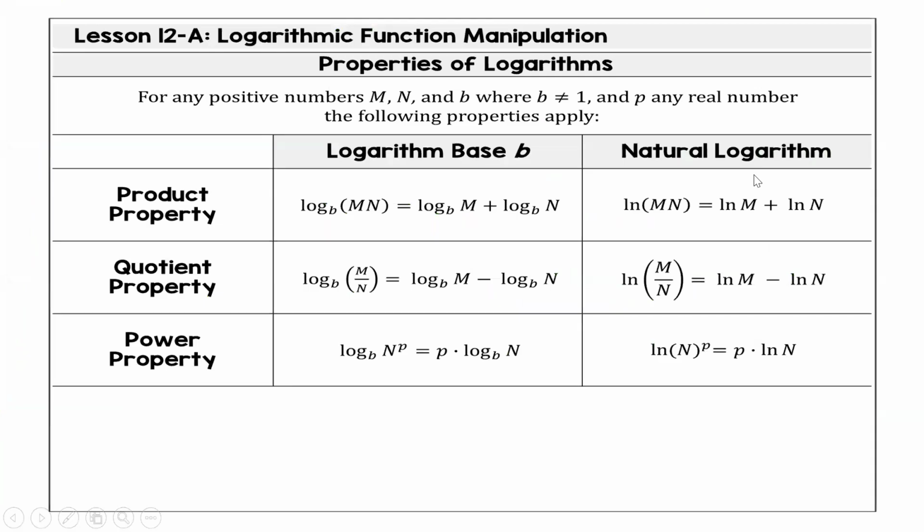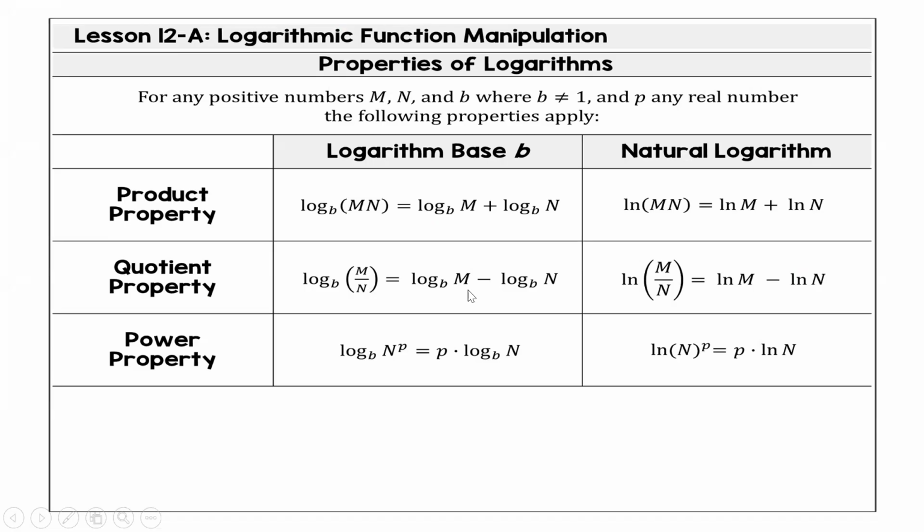So part A we have here is, do you remember these log properties? Do they look familiar? Okay. So we have our product property. Our product property is stating that when you have two arguments that are being multiplied, you can separate them into two separate log problems that are being added. Same applies to natural log. The quotient property is when you have two arguments that are being divided, you can separate them into two log problems that are being subtracted.